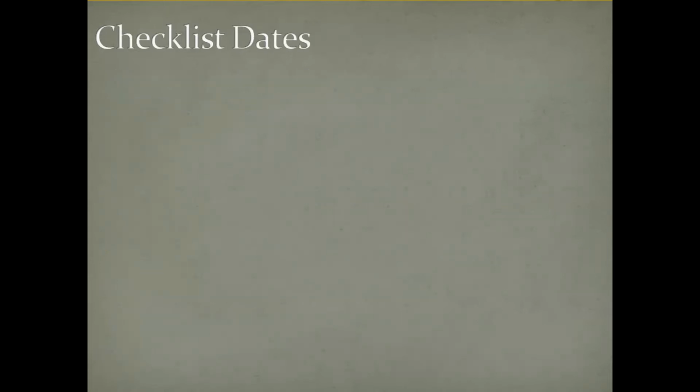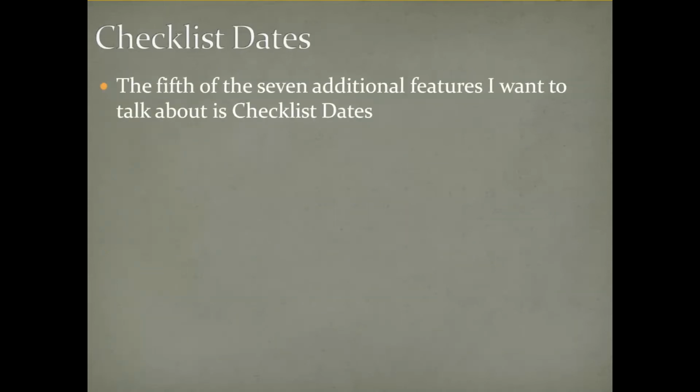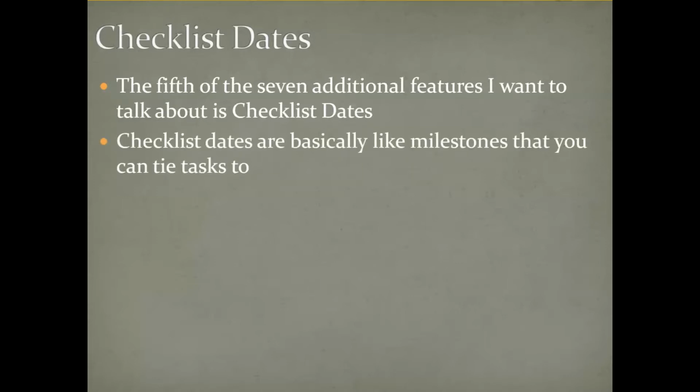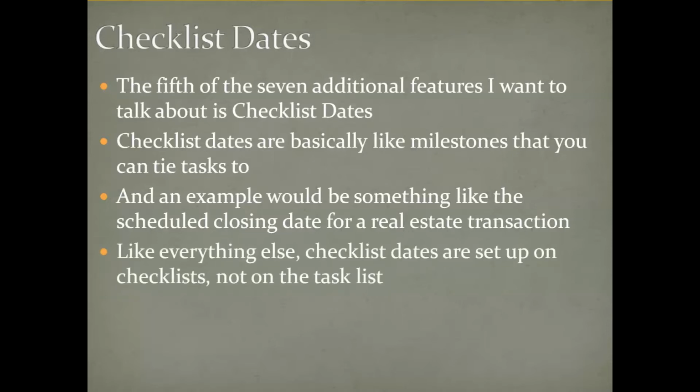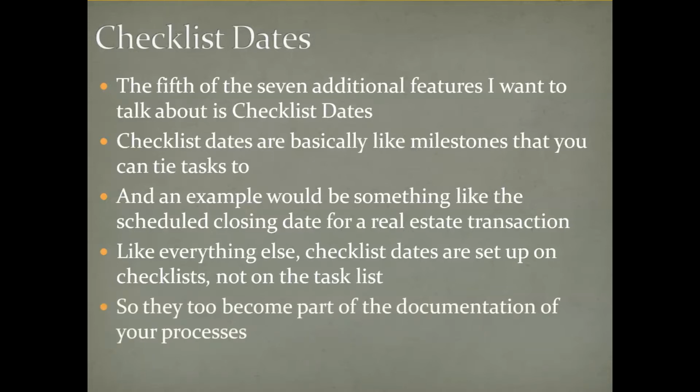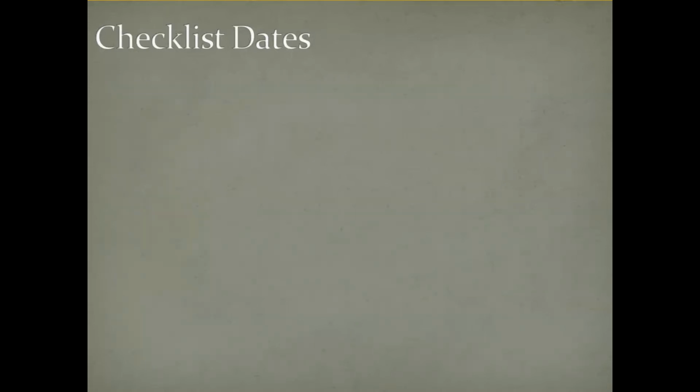Next, let's talk about checklist dates. That's the 5th of the additional features I want to talk about. Checklist dates are basically like milestones that you can tie tasks to. An example would be something like the scheduled closing date for a real estate transaction. Like everything else, checklist dates are set up on the checklists, not on the task list. So they too become part of the documentation of your processes.